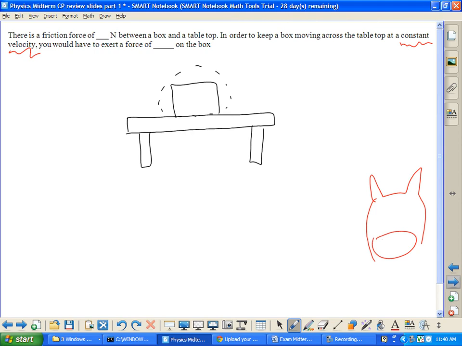Is that a cat? A dog? Is that a devil? I was trying to make a satanic face, a satanic cat. Give it some whiskers. No one likes cats. Alright.